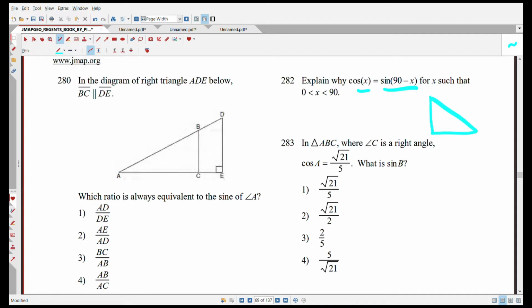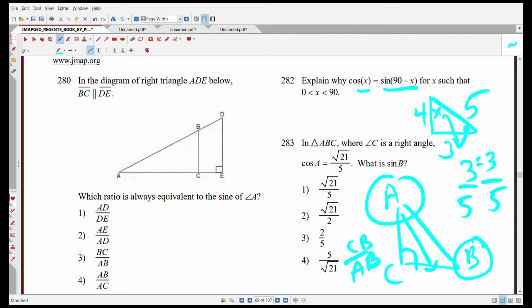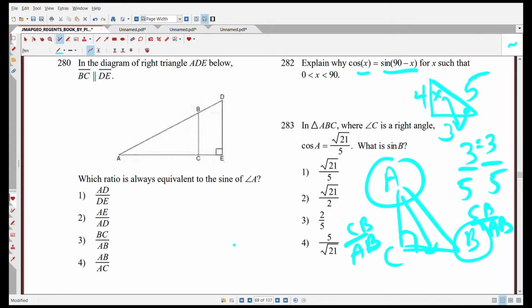Why is the cos of X equal to the sine of 90 minus X? Well, I would just draw a right triangle and do my 3, 4, 5 triple and call this X. And I would do the sine of X is 3 over 5, and the cos of 90 minus X is 3 over 5. And just show it that way. Just make up a triangle that you know. Or just make up a triangle like A, B, C, and just say, what's the sine of A? That would be CB over AB. And then 90 minus A would be B, and the cos of B is CB over AB. And then we have our answer.